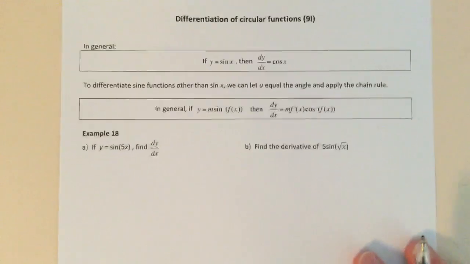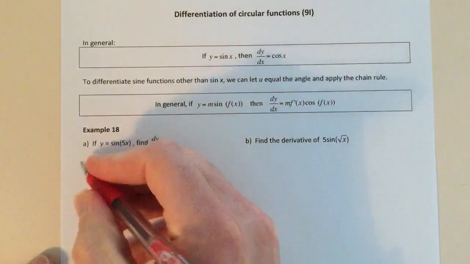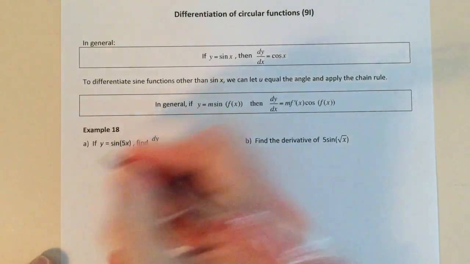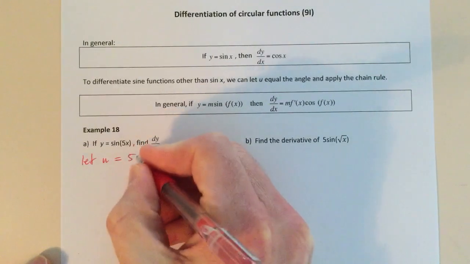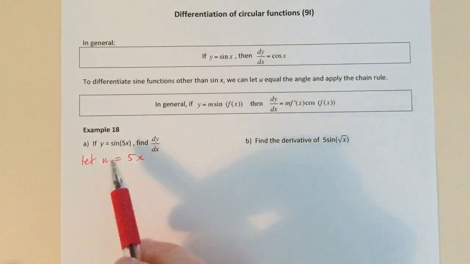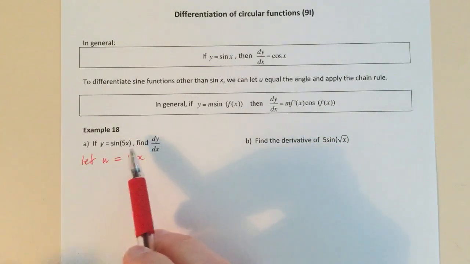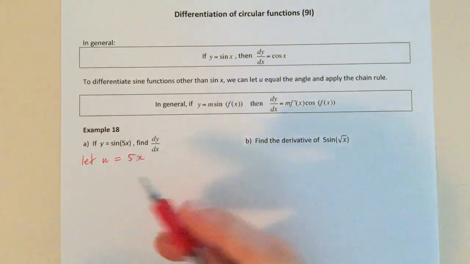So in example 18, we're told that if y is equal to sine of 5x, we have to find dy dx. As we've done with a couple of other videos, let's do it the slow way first, and say we'll let u equal 5x. Remember that this method is the long way of doing the chain rule. It can be handy if you want to see why it turns out the way it does when you apply the shortcut method, or if you had a really complicated expression and it's hard to see what your answer is going to be. This can be a good method to fall back on.